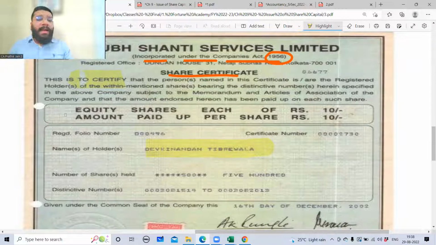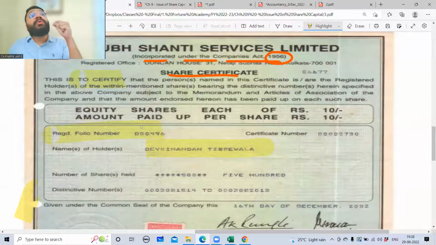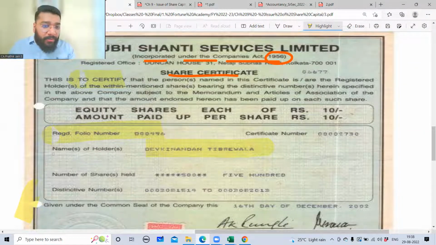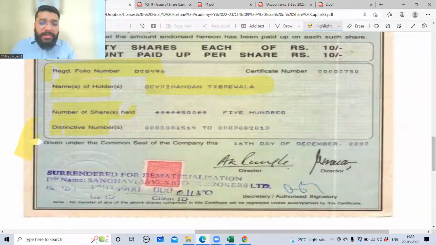So this is a proof that the person to whom the certificate has been given is the holder of the certificate. He's entitled to so many shares, so many percentage of shares, etc. Right? So if you see here, there is a distinct number, registered folio number. Every share certificate has an individual number, identification number, name of the holder, number of shares being held, distinct number, etc. And finally, the share certificate is signed by the director of the company.